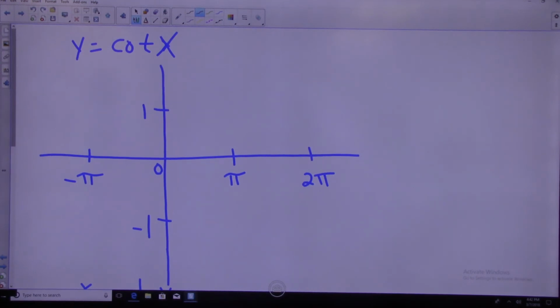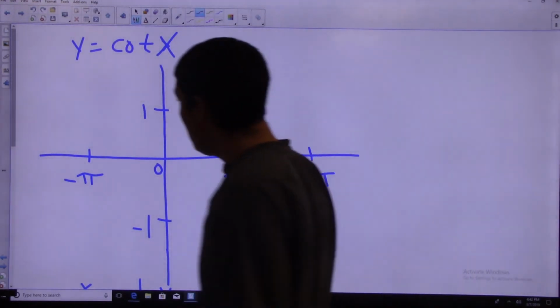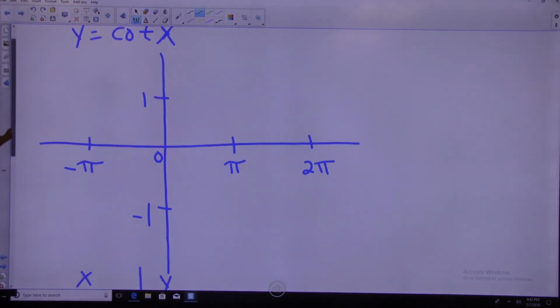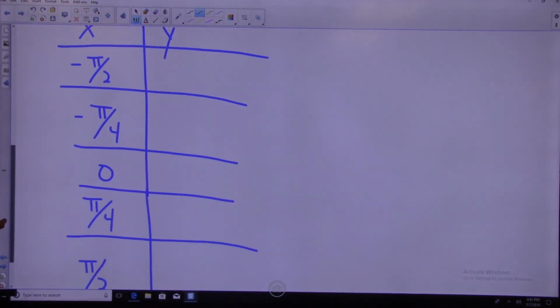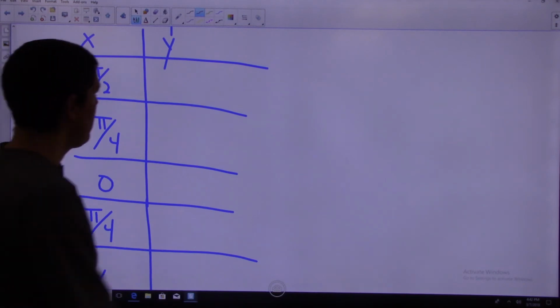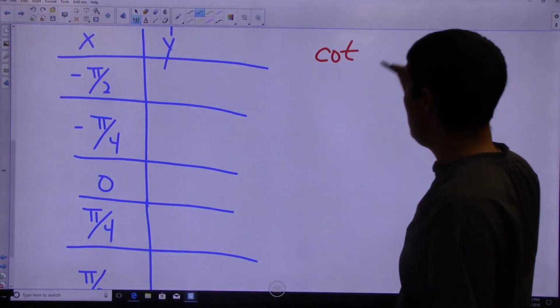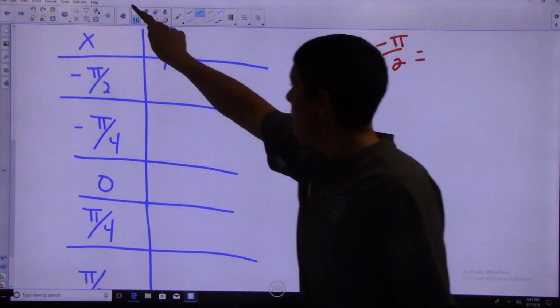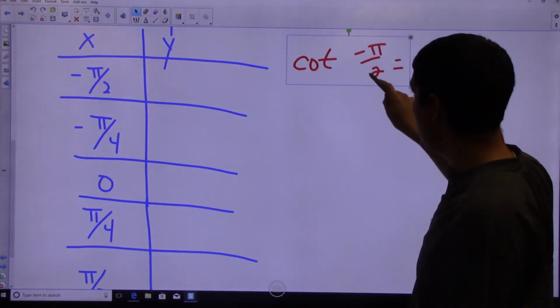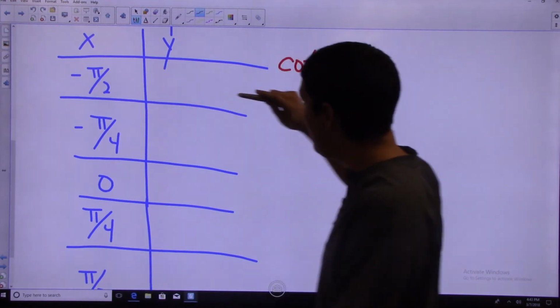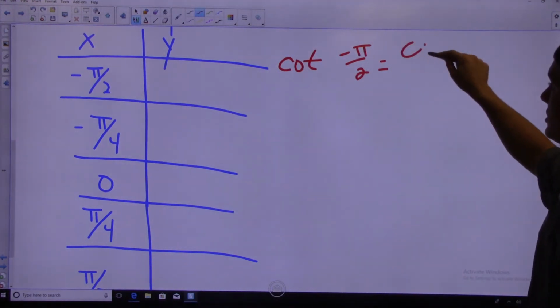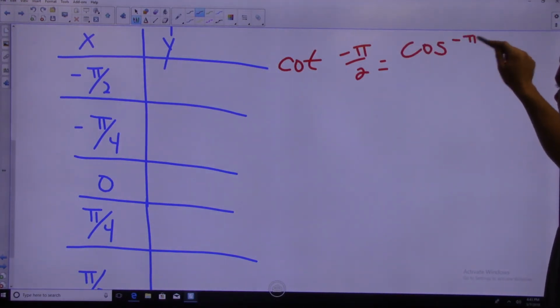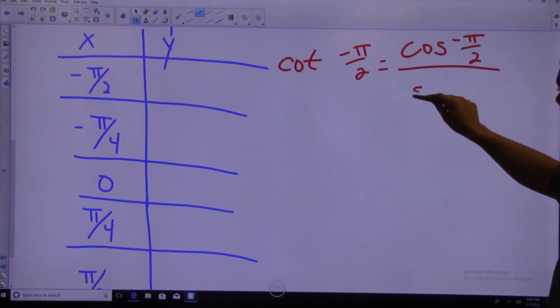I'm going to do exactly the same thing. I'm going to just pick some points and figure out what cotangent is of these values. So here goes. Let me scroll down. So let's figure out what the cotangent of negative pi over 2 is. Now remember, cotangent is the reciprocal of tangent. We said tangent was sine over cosine, so that means cotangent is cosine over sine.